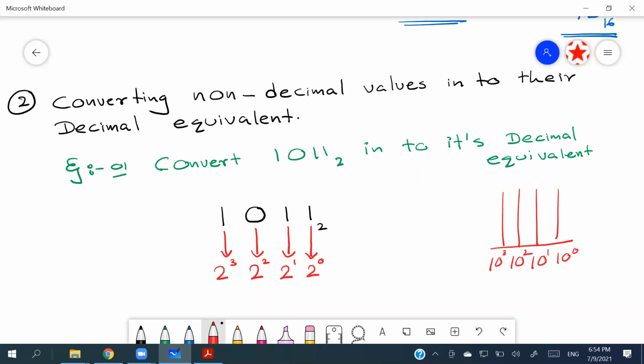Right? And people, what will be the place values if this is an octal? The logic is simple. It's going to be 8 to the powers, right? 8 to the power 0, 8 to the power 1, 8 to the power 2, and so on. If it is hexadecimal, then 16 to the power 0, 16 to the power 1, 16 to the power 2, likewise, right? So it's easy.